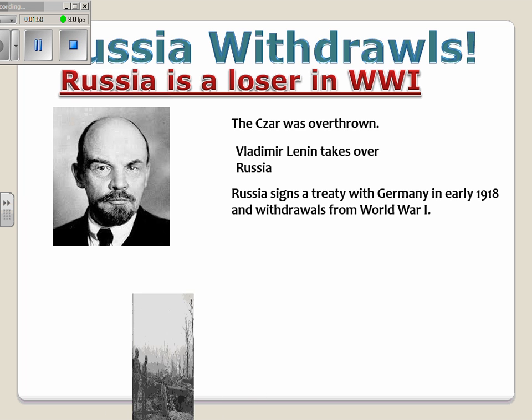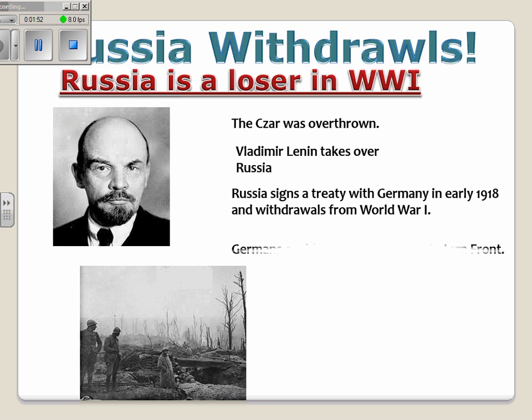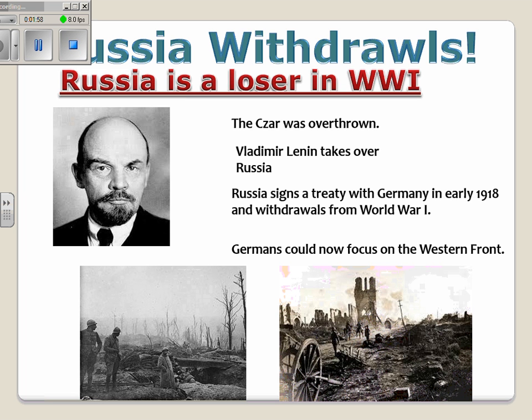The big consequence of this, ladies and gentlemen, is that Germany now can focus on the Western Front. And if you guys remember, Germany is fighting a two-front war at this point. They're fighting Russia in the east, and in the west, they're fighting France, Belgium, and Great Britain. So this marks a turning point, kind of the low point of the war for the Allies.